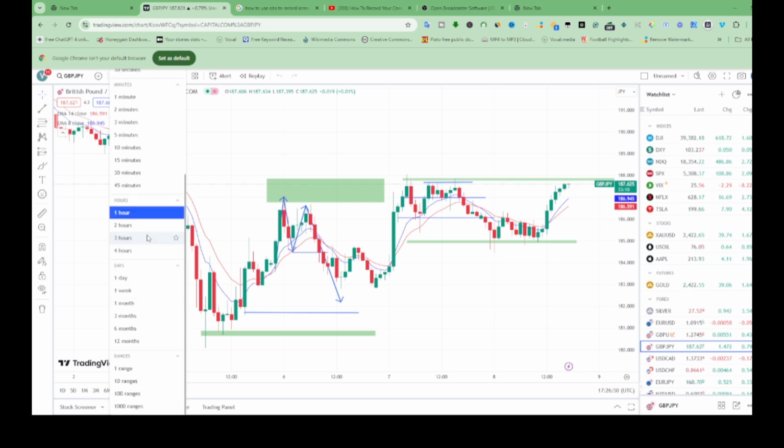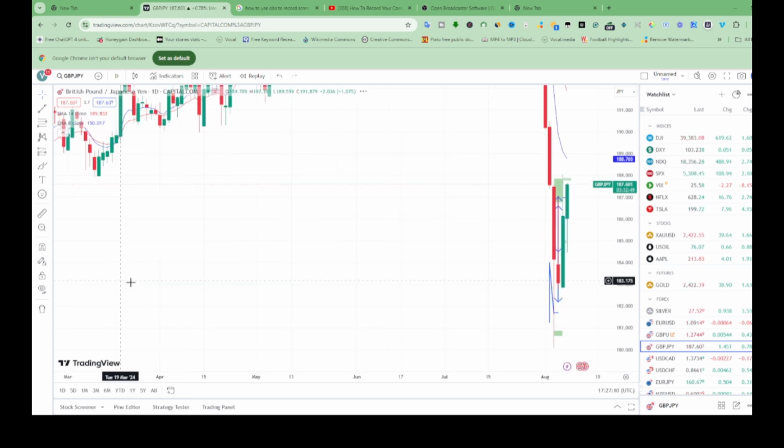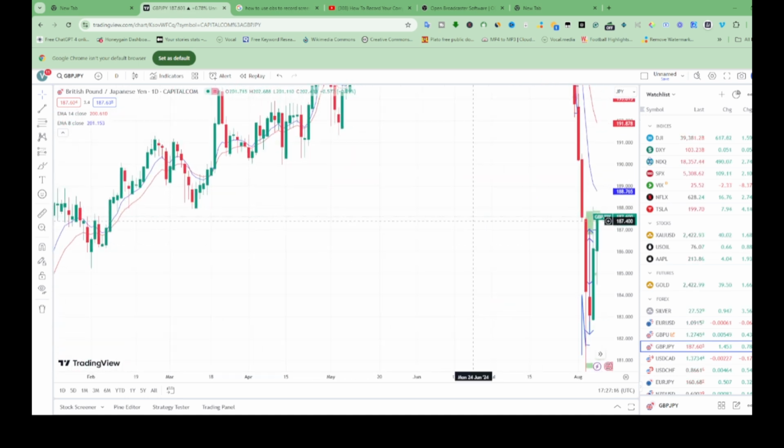So the best way to analyze the market, the first time you enter the market, you open any of the pairs, anywhere you want to, if it's gold or whatever, is to go to a higher time frame, maybe like a day. So that's the first thing to do. You open a higher time frame to check the flow of the market, to check where it's heading.